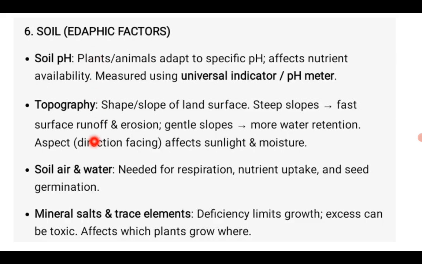Also relating to soil is mineral salts and trace elements. Deficiency of these mineral salts and trace elements would limit growth of plants, and excess of them can be toxic to plants. It affects which plants grow where.